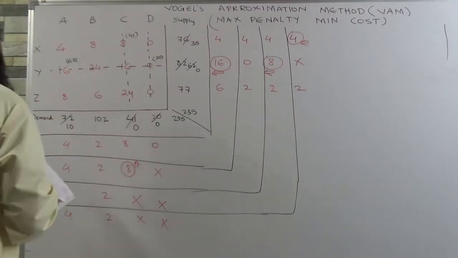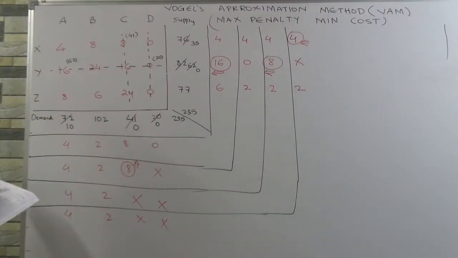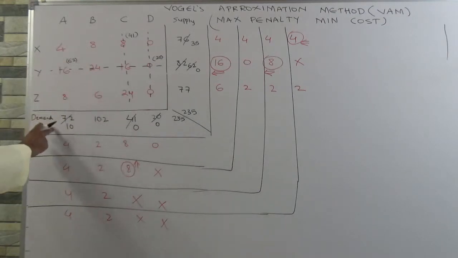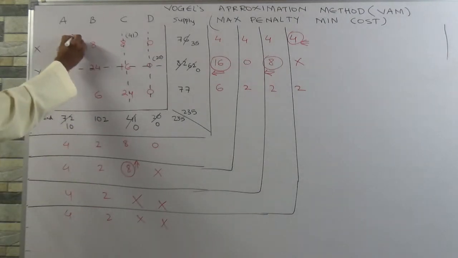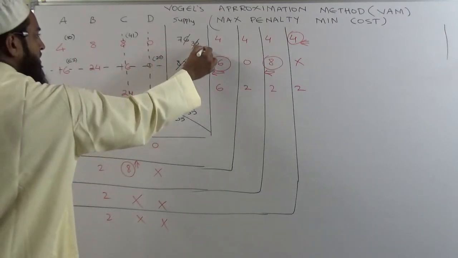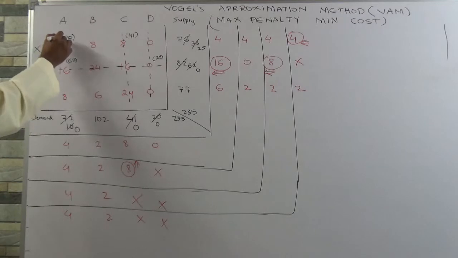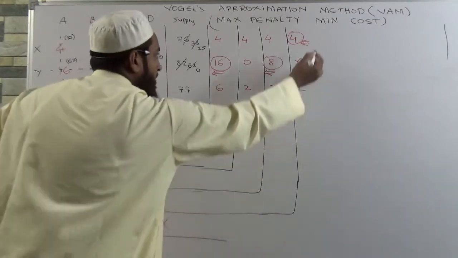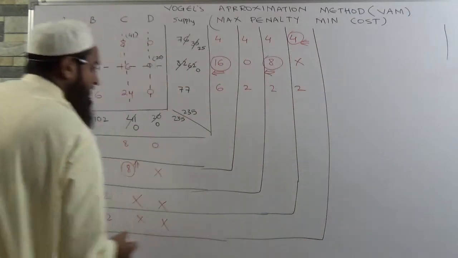So minimum cost over here is 4. So how much do I allot? 10 and 35. I allot 10. This becomes 0 and this becomes 25. What has become 0 is cancelled out. Okay. Now let's calculate fresh penalties.